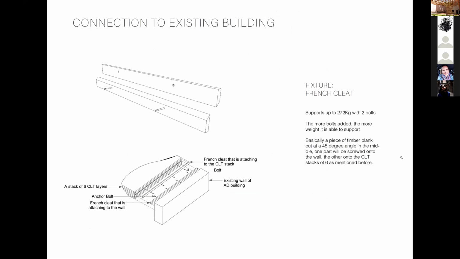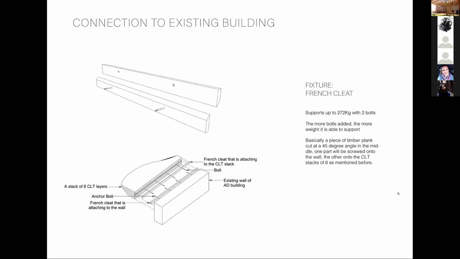So for the fixture, we decided to use French cleats. We estimate that it could hold up to 272 kilograms with 2 bolts, and the more bolts that are added on, the more weight the French cleat could hold. But we also chose this because it is easy to be customized and the material could be sourced easily. It is also very flexible as the CLTs are not permanently fixed in that position. The layers can be easily removed by just lifting up.